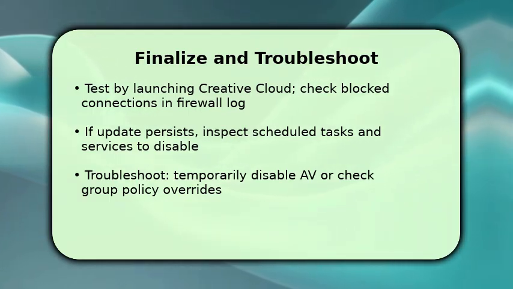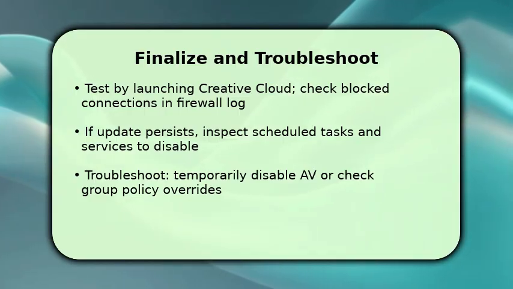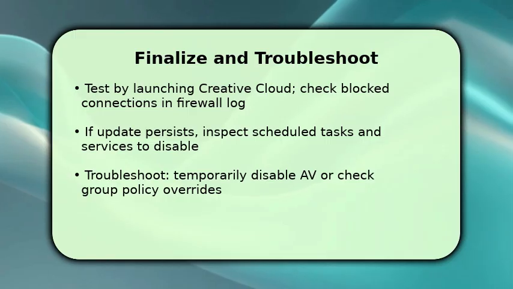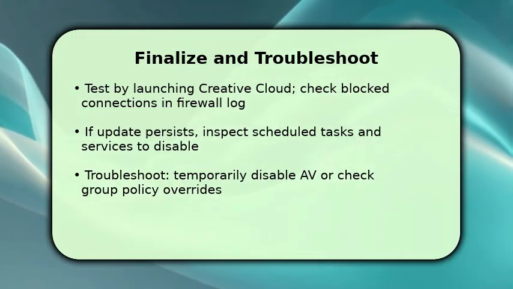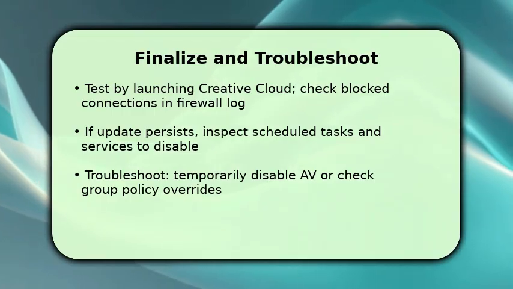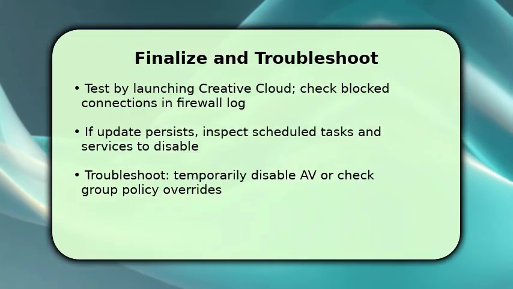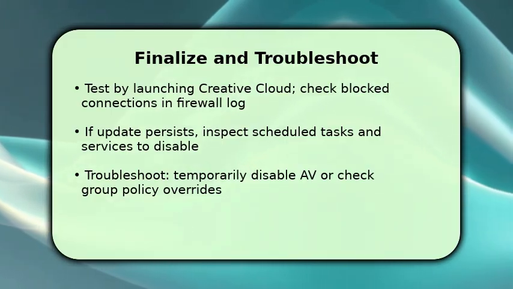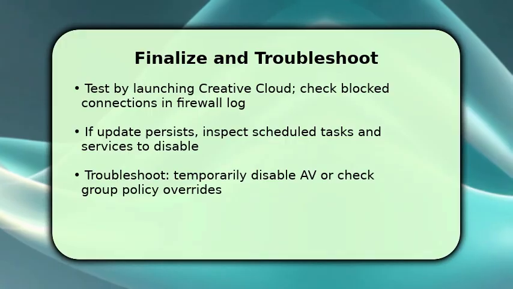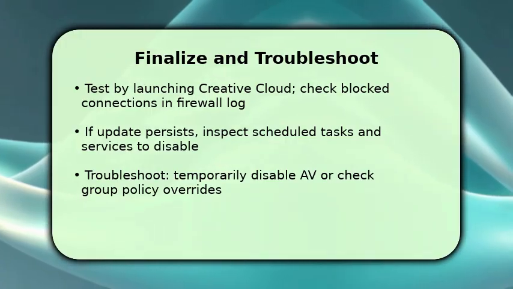If the app still updates, check for scheduled tasks, Windows services, or auto-updaters that may re-enable connectivity and disable them. Once done, verify group policy or endpoint management isn't pushing allow rules. If problems persist, temporarily disable antivirus to rule out interference, then re-enable it and adjust policy settings accordingly.